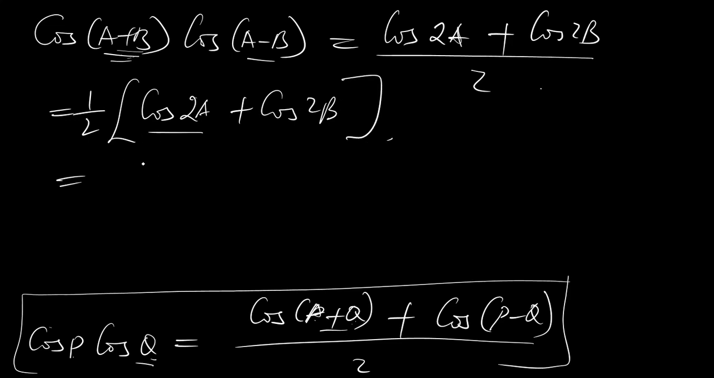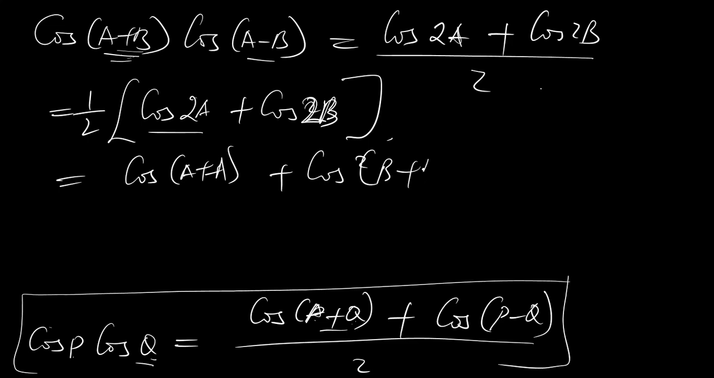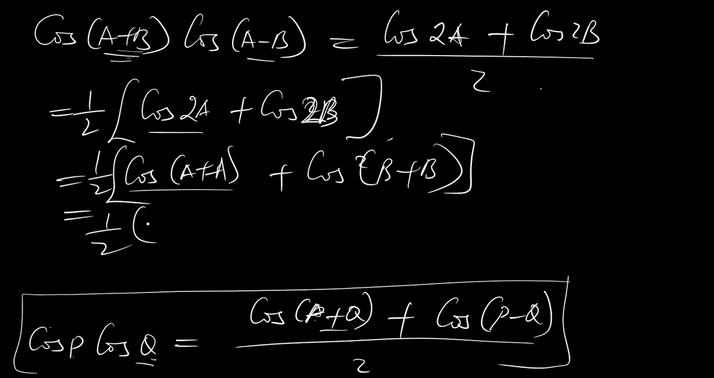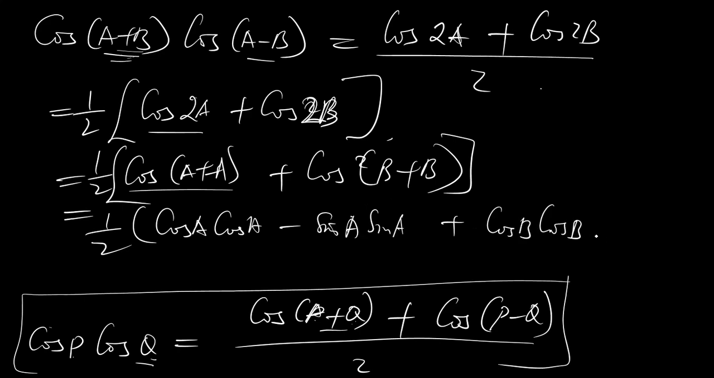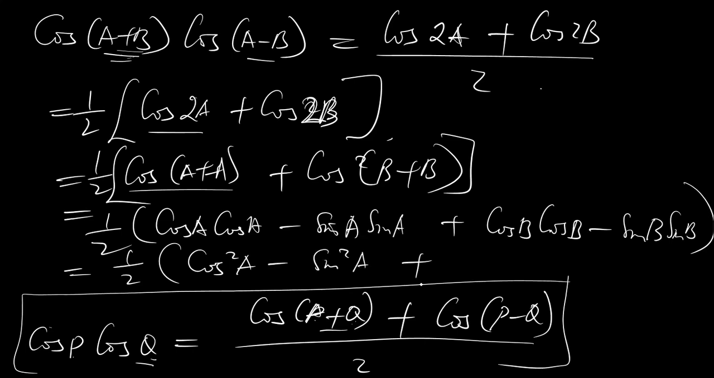Now we can expand this. Cos 2A is the same thing as cos of A plus A, and cos 2B is the same thing as cos of B plus B. If we expand this, you have cos A cos A minus sin A sin A, plus cos B cos B minus sin B sin B. So the whole of this is the same thing as 1/2 times cos square A minus sin square A plus cos square B minus sin square B.